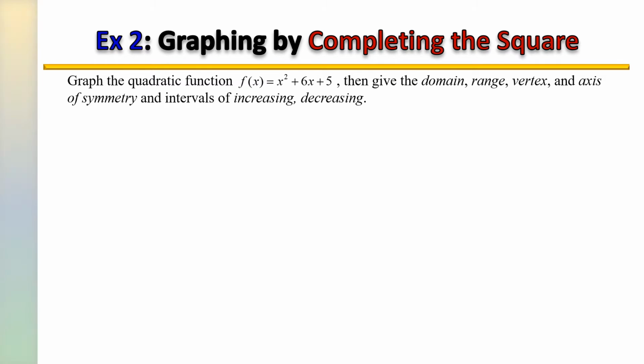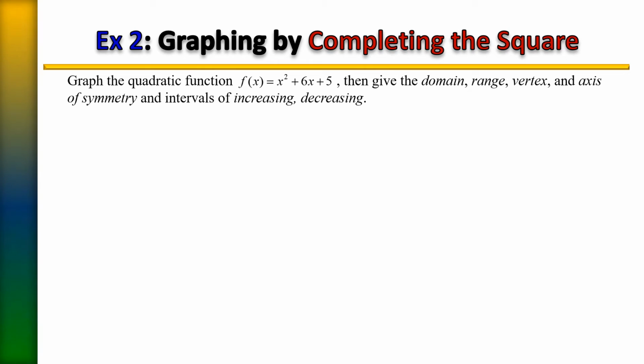Okay, so we're going to solve this one a different method. We're going to use completing the square, or what we would consider some form of completing the square process involved in solving it. In addition to that, after we graph it, we're going to identify certain characteristics such as the domain, range, vertex, axis of symmetry, and the intervals of increase and decrease. So let's start first by getting the problem set up to start the completing the square process.